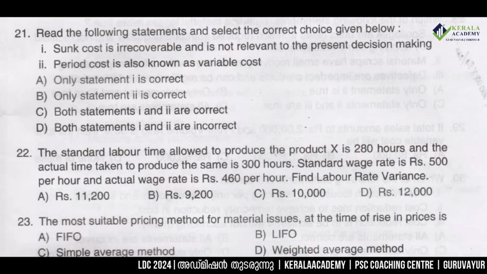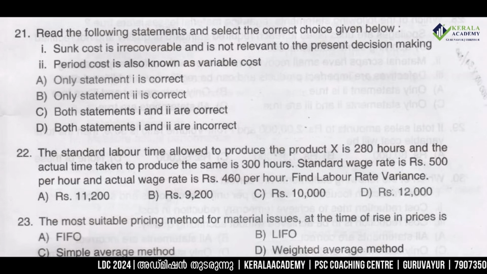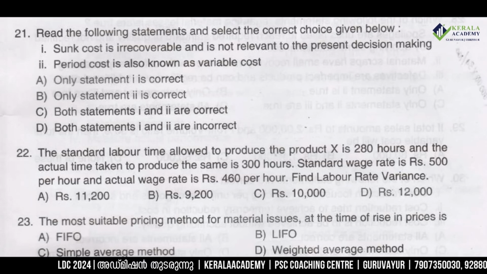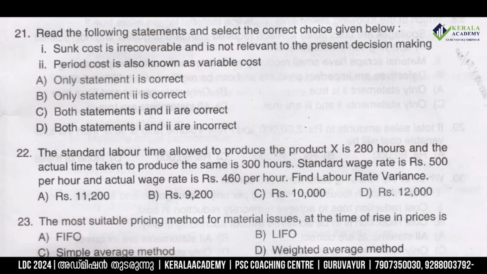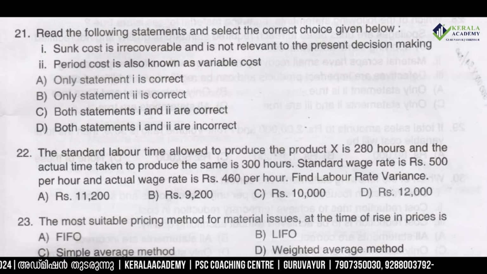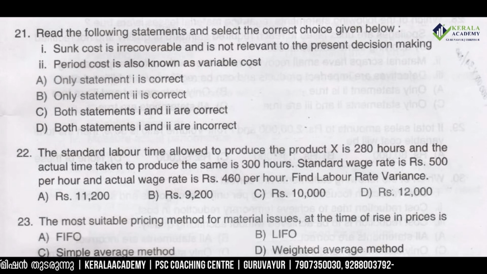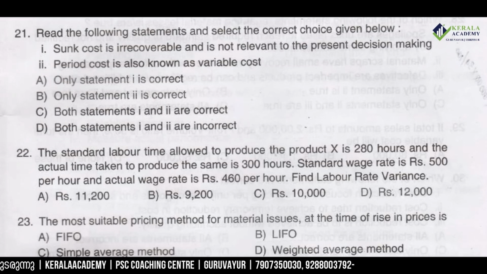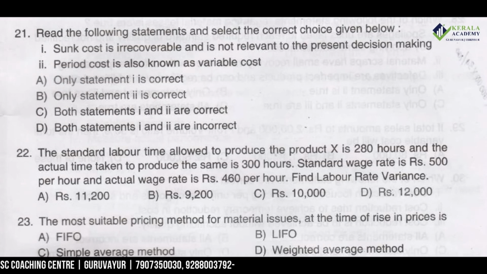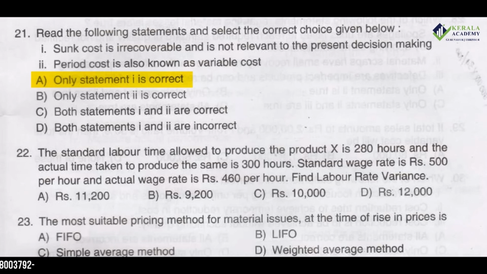Sunk cost is irrecoverable and not relevant to the present decision making. Period cost is also known as variable cost. Option A, only statement 1 is correct. Option B, only statement 2 is correct. Option C, both statements 1 and 2 are correct. Option D, both statements 1 and 2 are incorrect. Correct answer, option A, only statement 1 is correct.